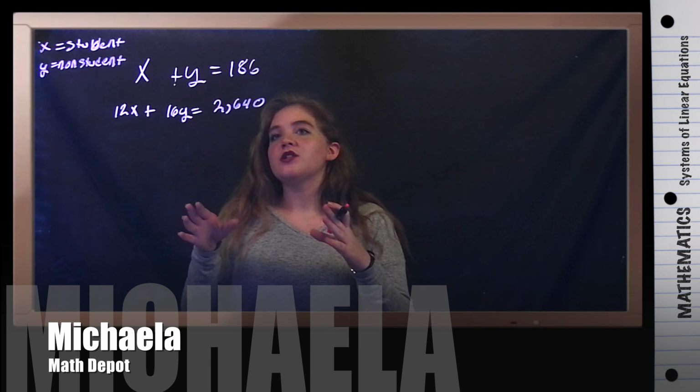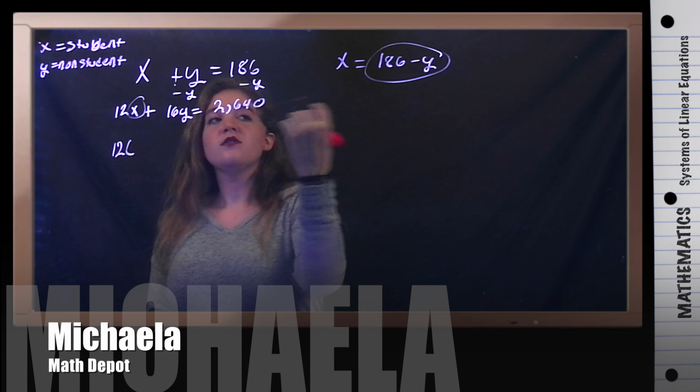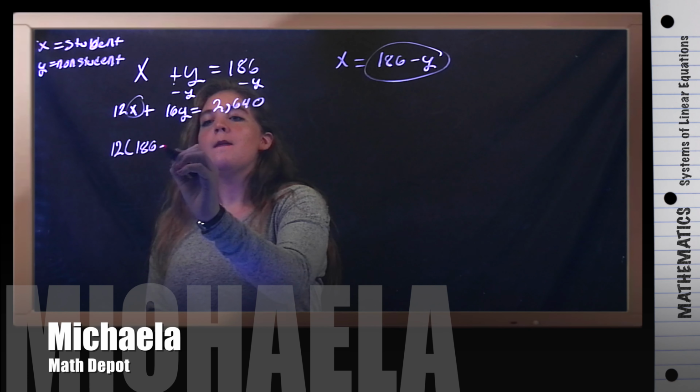So I'm going to solve for x in this equation by subtracting y from both sides. So x will equal 186 minus y. And we can actually substitute this back in for x over here. Because x is equal to an expression, we know that we can just plug it back in. So 12 times the value of x, being 186 minus y, plus 16y equals 2,640.